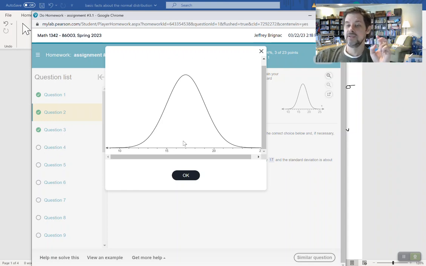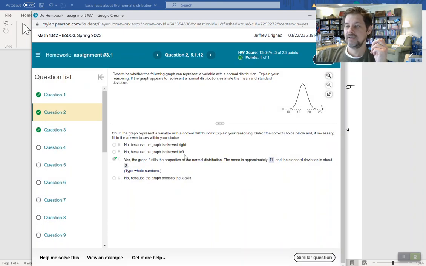It's 2. So here's the first inflection point, 2 up. That's 1 standard deviation. Here's the other one, 2 down. That's the other standard deviation, or that's the other inflection point. That's why I say that the standard deviation is about 2. That's how far above the mean and below the mean you have to go to find the inflection points.